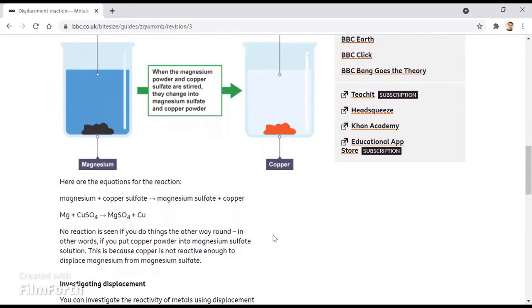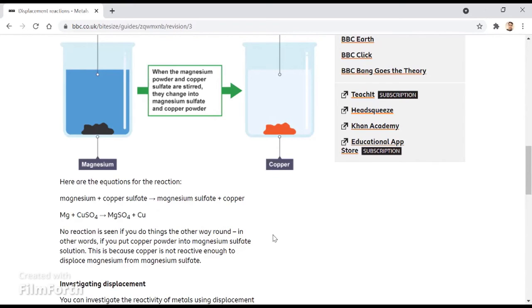If we write this equation the other way around, what happens? The reaction will not happen. For example, write in your copy Cu plus MgSO4, arrow. What would you write? No reaction. Exactly. No reaction is seen if you do things the other way around.